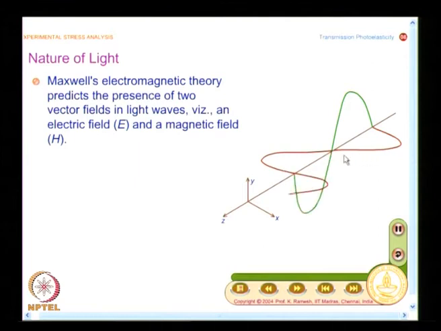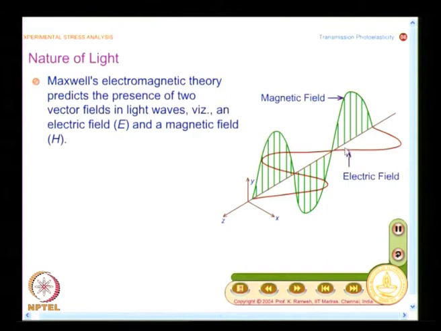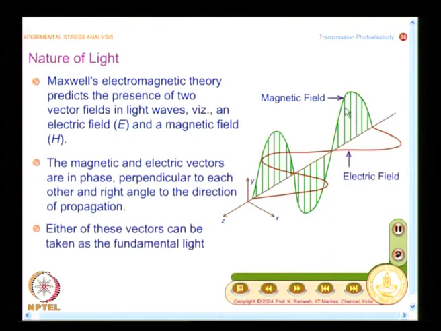So, first we look at what is the light wave, and you have an electric field, you have a magnetic field, and this is the direction of propagation, and the electric and magnetic fields are in phase and mutually perpendicular. That is what is written here, the magnetic and electric vectors are in phase, perpendicular to each other and at right angles to the direction of propagation. And my interest is, I need to have a mathematical description of this light. And when I want to do this, I can use either the electric vector or the magnetic field vector. And for simplicity, I am going to define the electric vector, and that is what you have it here.